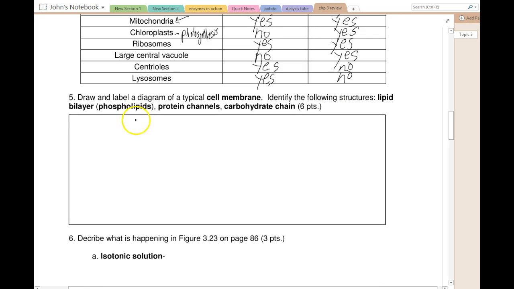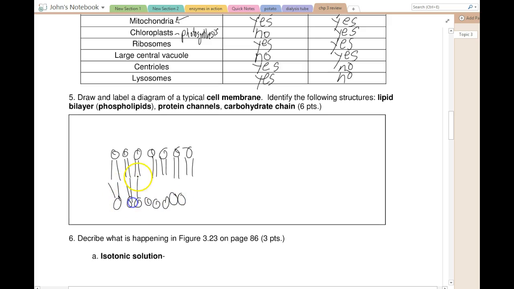So if I was going to draw a cell membrane, I would first start with a bunch of phospholipid heads and their tails. Right, and since phospholipids form a bilayer, here's my phospholipid bilayer. Okay, this is the lipid bilayer right there. And one of these guys is a phospholipid.